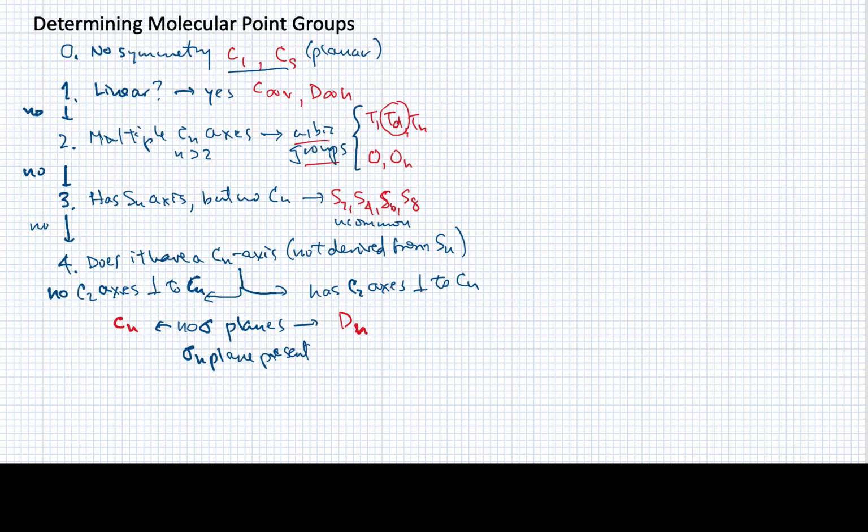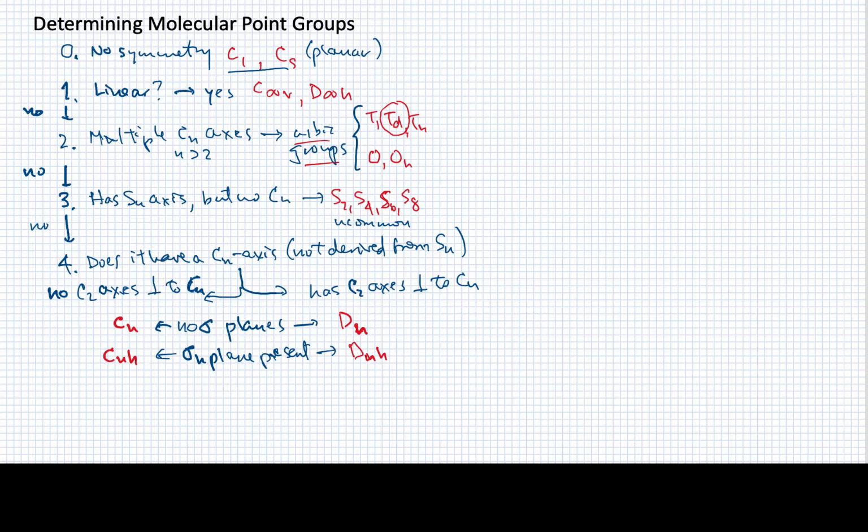Okay, if it has a sigma h plane, again there will be two possibilities depending upon the presence of C2 axes. If there are no C2 axes and it has a sigma h plane, then we would call this point group Cnh. If it has a sigma h plane and it also has C2 axes present, then this is a point group we would call D sub nh.